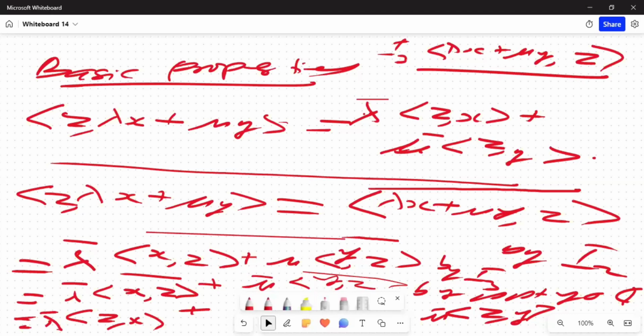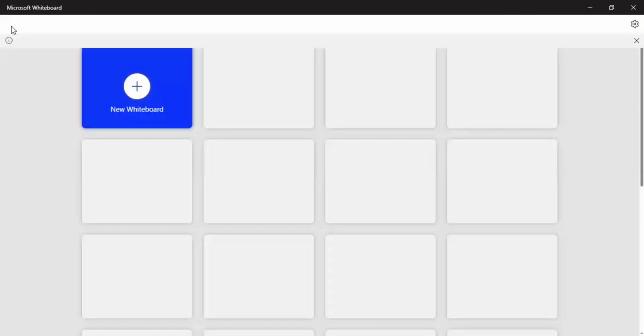Okay, so that was one of the properties that we can easily show. There are other properties that we want to look at, like the Cauchy-Schwarz inequality and so on.